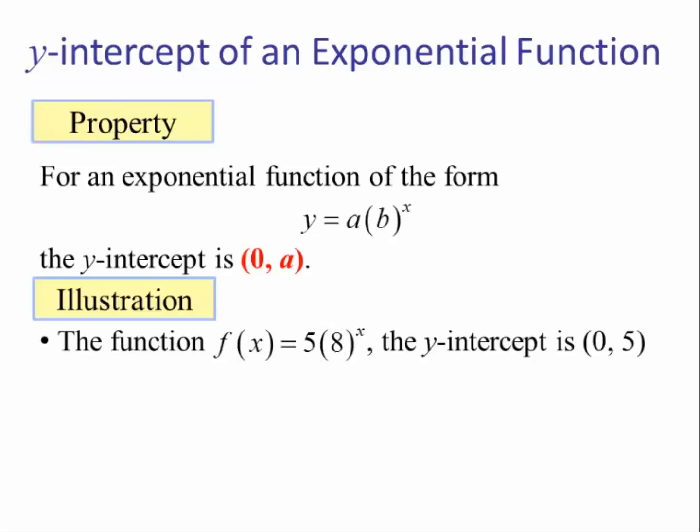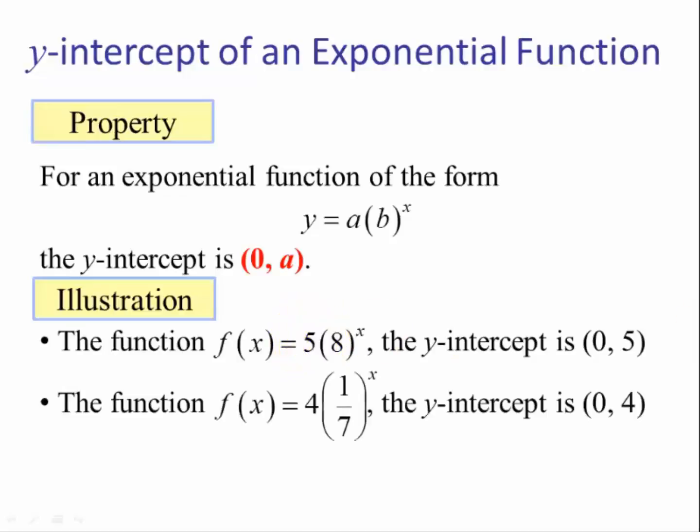the y-intercept is 0, 5. It is the value of a. For the function f of x equals 4 times 1/7 to the x power, the y-intercept is 4.